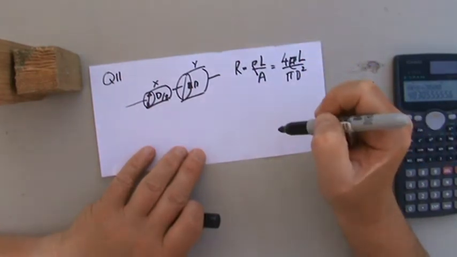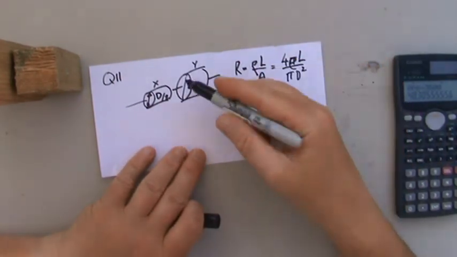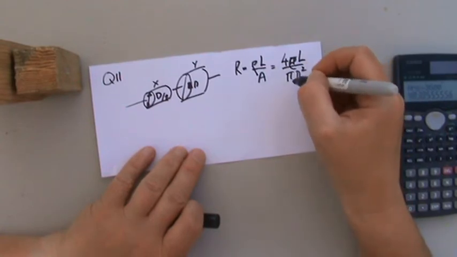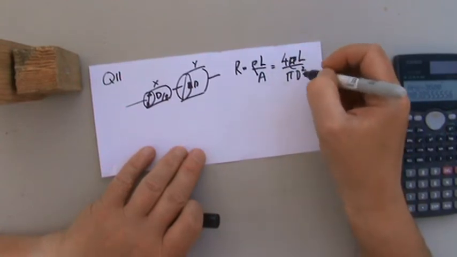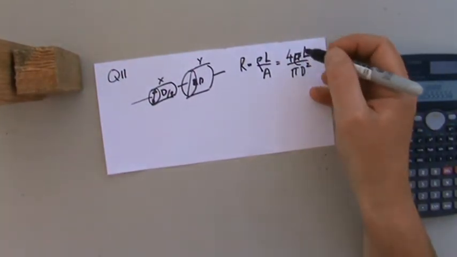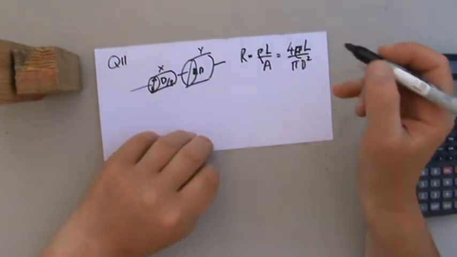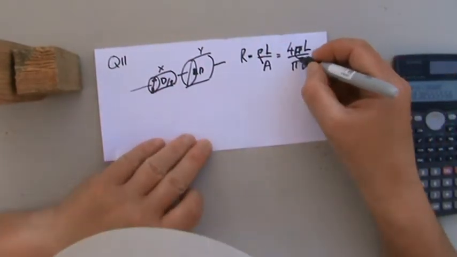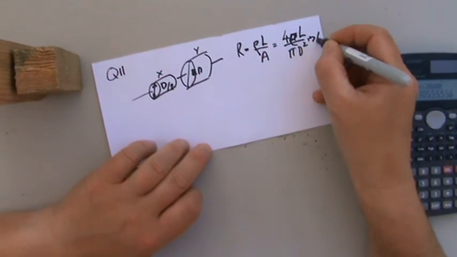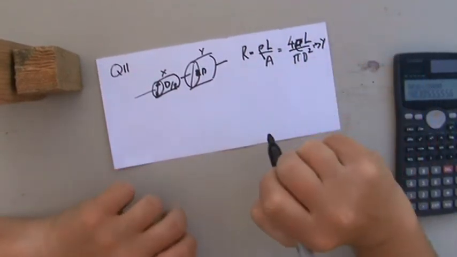And then I've substituted in, assuming that it's circular, that the cross-section area is pi r squared, or pi d squared over 4, and that gives me the resistance of y is equal to, that's for y, 4 rho L over pi d squared.